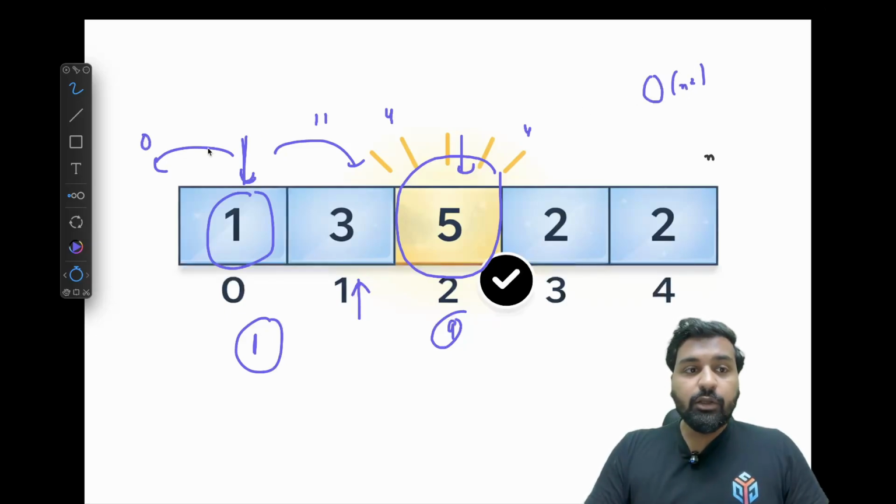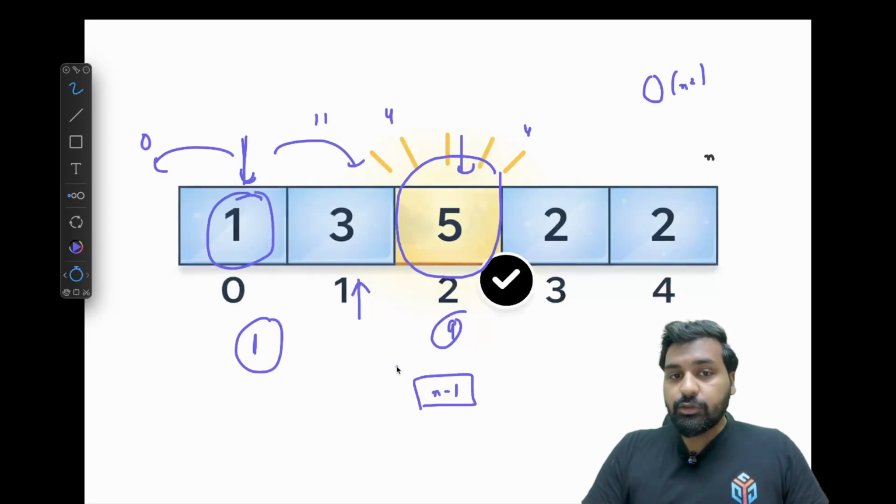Let me explain. If I am on the first element, on the left side there is nothing, we don't have to travel anything, but on the right side we have to travel n minus 1 elements, right? So for the first index only, the time taken is n minus 1 to find the sum on the left side and the right side. Now we come to 3. Again on the right side, how many elements are left? n minus 2 elements.